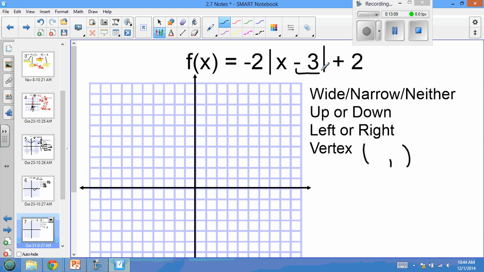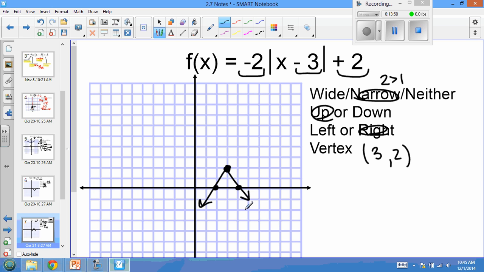Okay, so my vertex, remember we want the opposite, so positive 3, positive 2. From 0, did you move left or right? Right. Did you move up or down? You moved up. Okay, we have a 2 out front. Remember, you look at the number, just the number, not the sign. So 2 is greater than 1, which means we are narrow. And then use your negative 2 as your slope. So from your vertex, you're going down 2, right 1, down 2, left 1. And you're making a nice V.